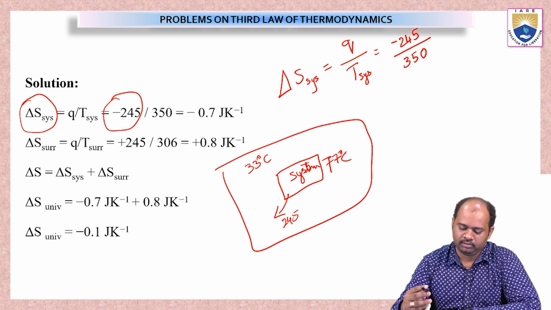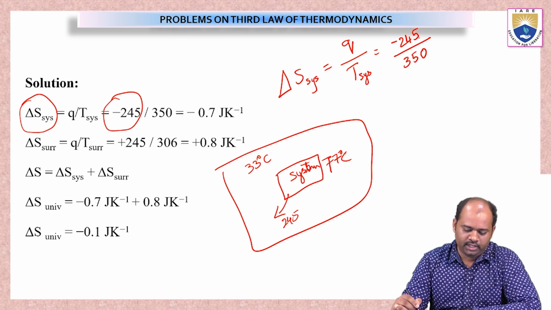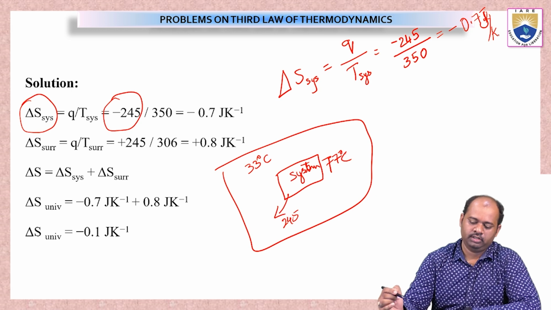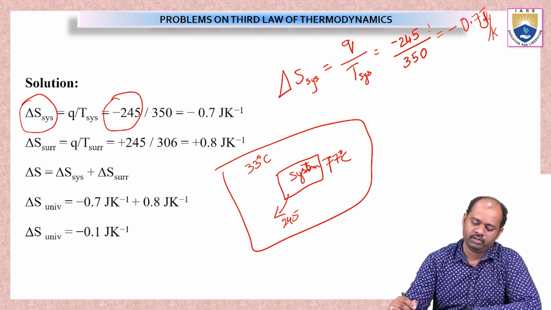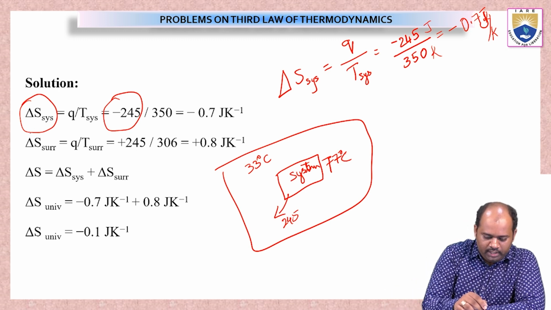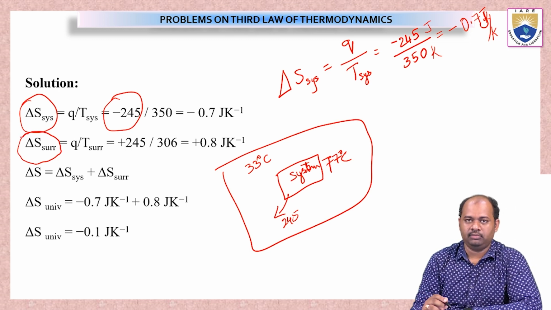So in this question, minus 245 divided by 350 is equal to minus 0.7 joules per Kelvin. Here 245 is in joules and 350 is in Kelvin. Okay. And then we will calculate the change in entropy of the surroundings.